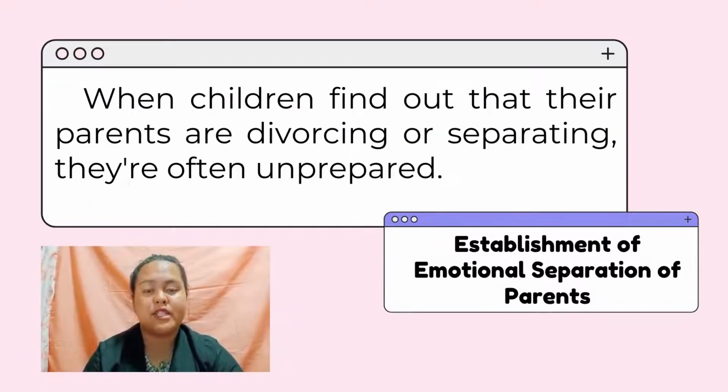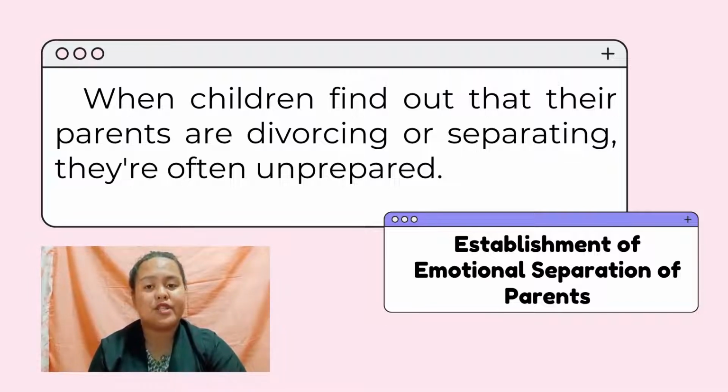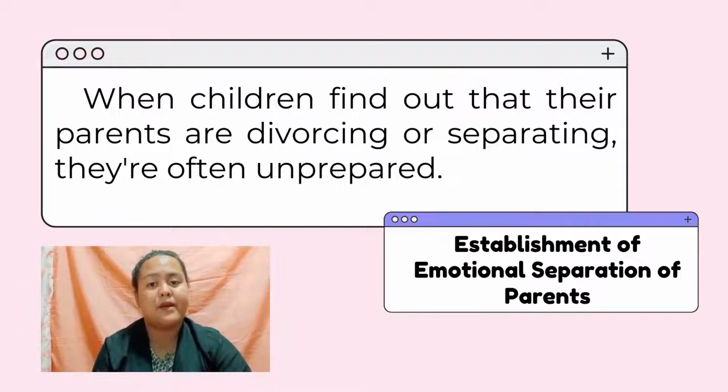Establishment of emotional separation from parents. When children find out that their parents are divorcing or separating, they are often unprepared. They can feel sad, lonely, confused. They may worry that because one parent is leaving the other, the parent may leave them too. Emotional and behavioral problems in children are more common when their parents are fighting or separating.